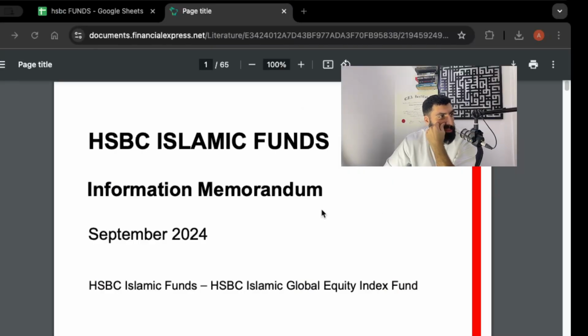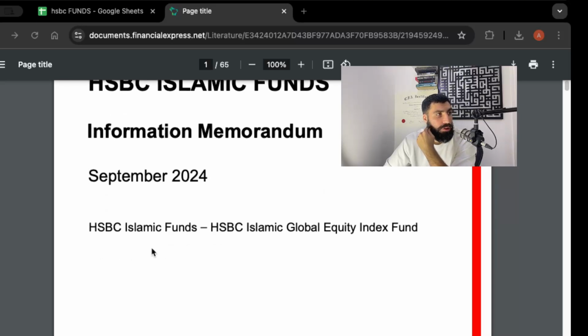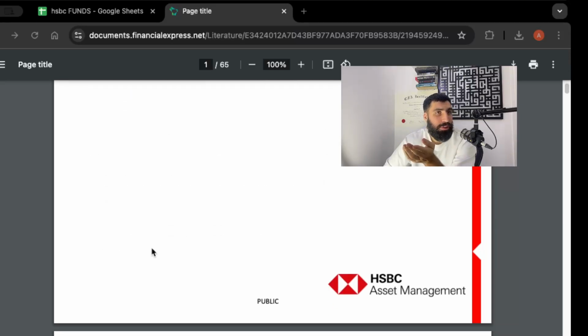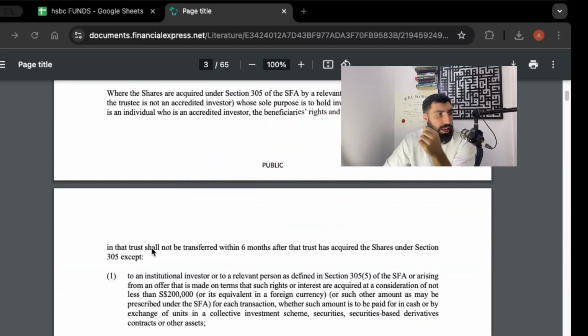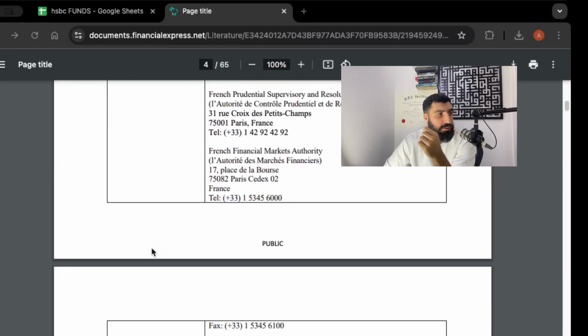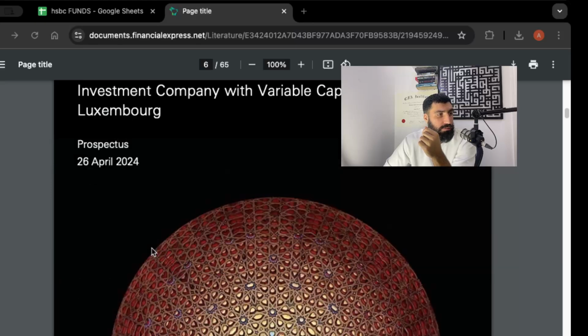There's this information memorandum sent out in September 2024, so not too long ago, but I think they send it out somewhat regularly, so I'm sure it was available before then. And if you scroll down, they actually have the different versions of the funds and the differences between them.